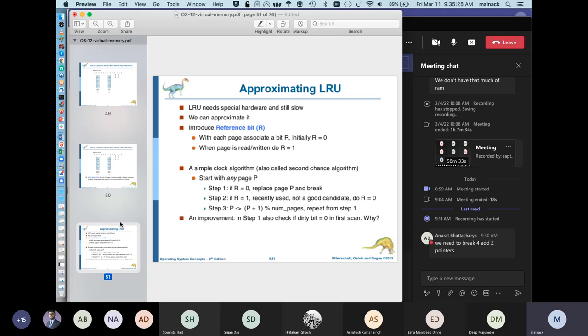Now here is a simple clock algorithm without using a counter, without using anything. It is also called the second chance algorithm. It is extremely simple. You need to evict one page, so you have to find that victim page. You start with any page P. If R equal to 0, that means no one has read or written that page, then it's a good victim page. You replace the page P.